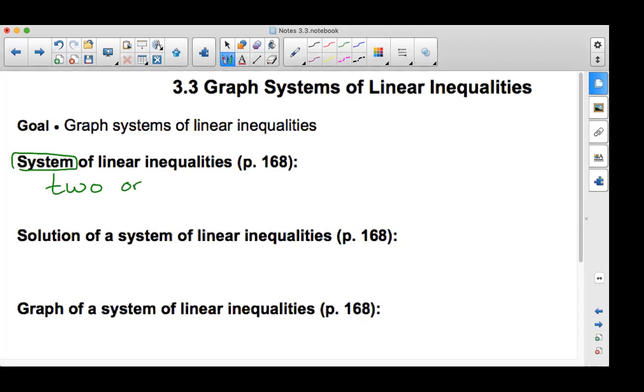or more. I'm going to add the 'or more' part because tomorrow we're going to have more. Today we're going to have 2. Tomorrow we'll have more. We could have 3, we could have 4. I think on Monday you'll have 6 that we'll be graphing. So 2 or more inequalities, and they're graphed on that same coordinate grid. That's what a graph is called, a coordinate plane, a coordinate grid.